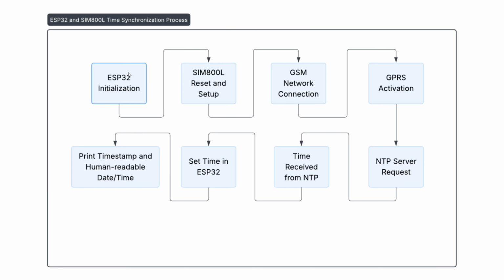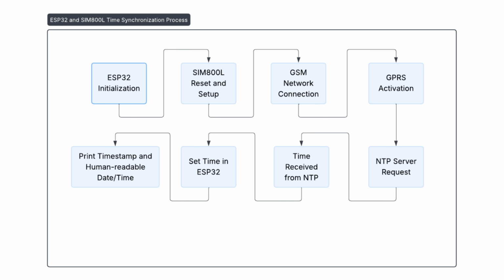So first ESP32 initialization, then SIM800L setup. First, SIM800L initialization. After we finish the SIM800L initialization setup, it will connect to the GPRS network, and then we will activate the GPRS. Then we will request the NTP server for the network time, and then we will get the time back from NTP, receive it, and set the time to our modem and ESP32, and then we'll print the Unix timestamp and the human readable date time.